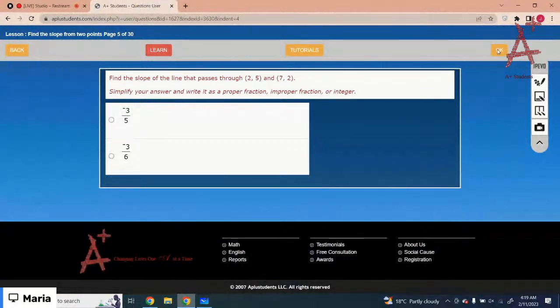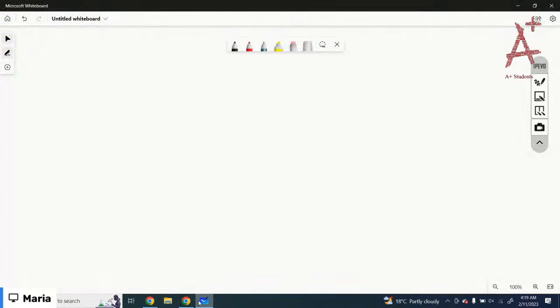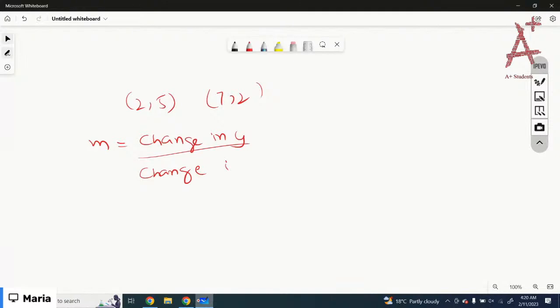Okay, the next one is find the slope of the line that passes through 2, 5, and 7, 2. Okay, the points are 2, 5, and 7, 2. So you have to calculate the slope. Slope is m equals change in y divided by change in x. Got it?